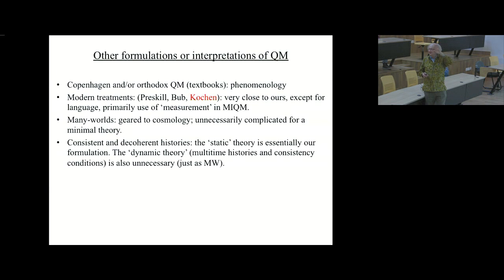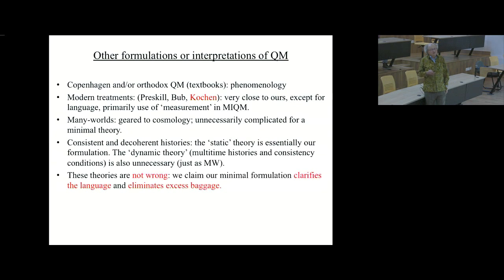Then there's the consistent or decoherent histories. That has a complicated history itself. Our formulation is a lot like the so-called static histories, which aren't really histories. But the multi-time histories and consistency conditions are also unnecessary. They're not quite as bad as many worlds, but they turn out to be unnecessary. So as I say, these theories are not wrong, but our formulation clarifies the language and eliminates what I call excess baggage of these other microscopic theories.